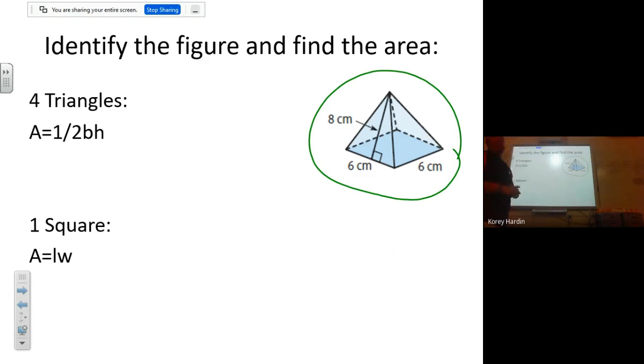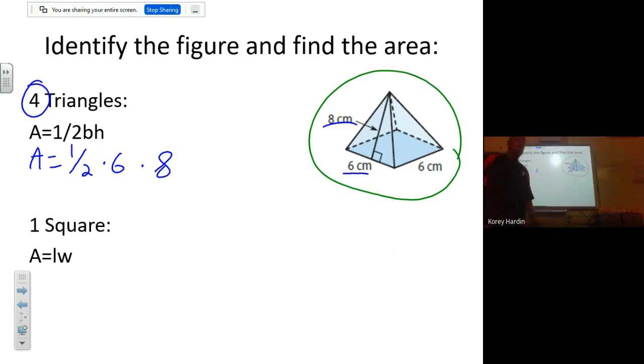Pause the video, and once you finish working it out, let's go over it. We'll do the triangles first on this one. I know there's 4 of them, and the triangles have a base of 6 centimeters and a height of 8 centimeters. So I just need to plug that into my formula. Area equals 1/2 times the base of 6 times the height of 8.